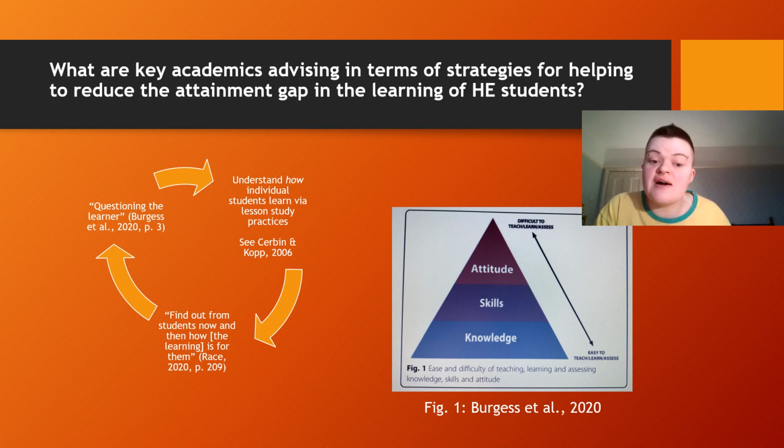So Race is saying, find out from students now and then how it is for them, how the learning is for them. Find out how they're getting on. And Burgess adds to that, Burgess et al., questioning the learner. We need to question the learner. We need to understand what works for them, and in understanding that, we can help to improve their attitude to learning. We can understand what the obstacles are.